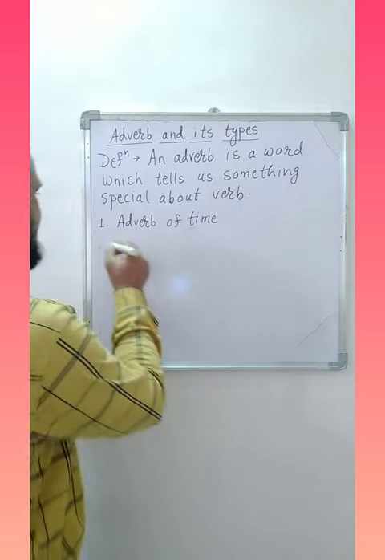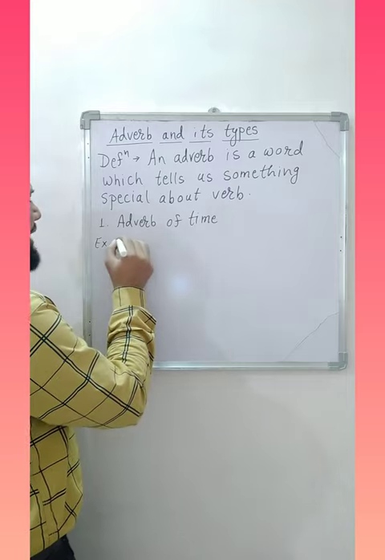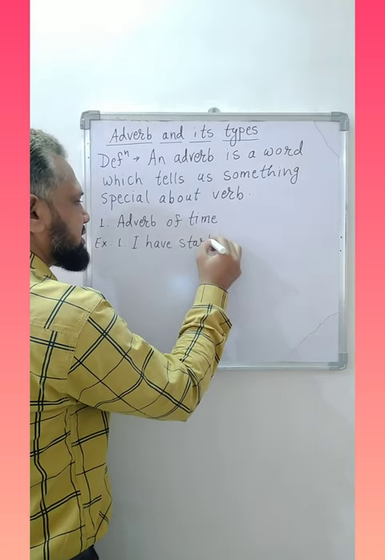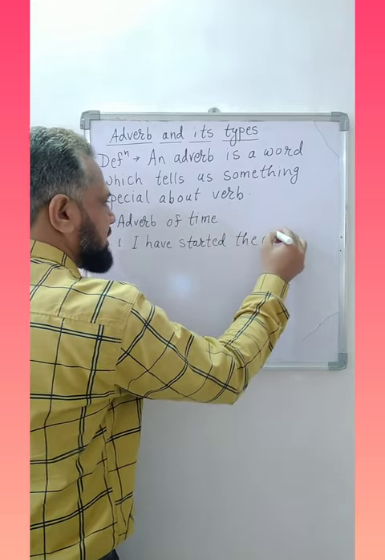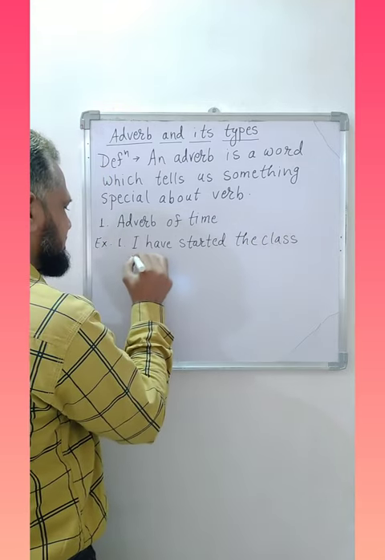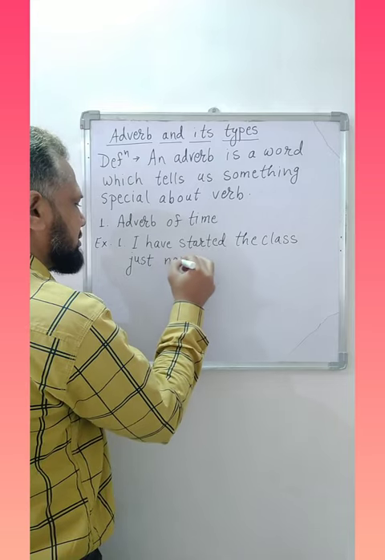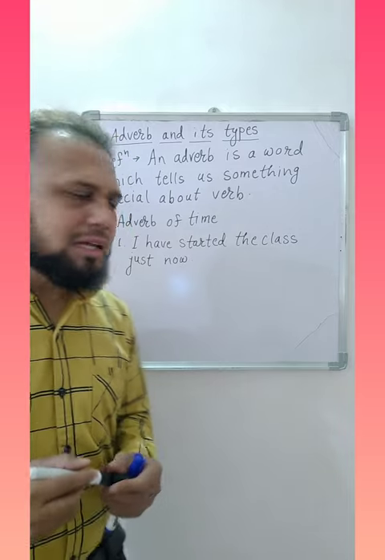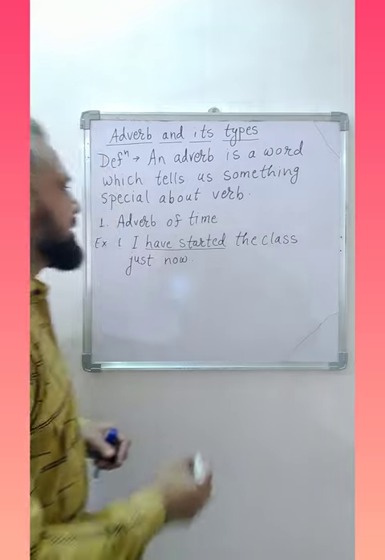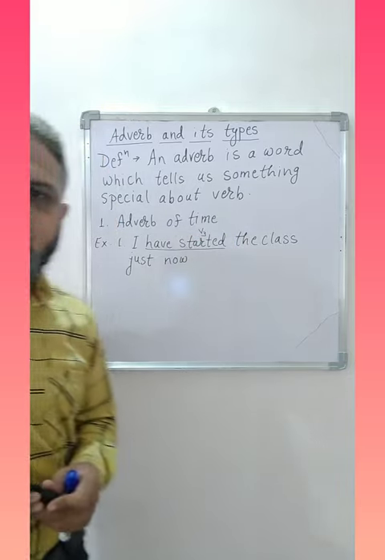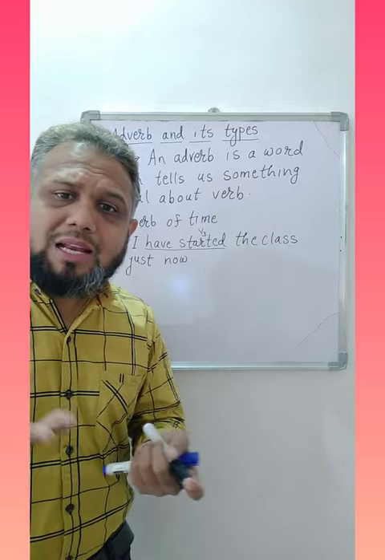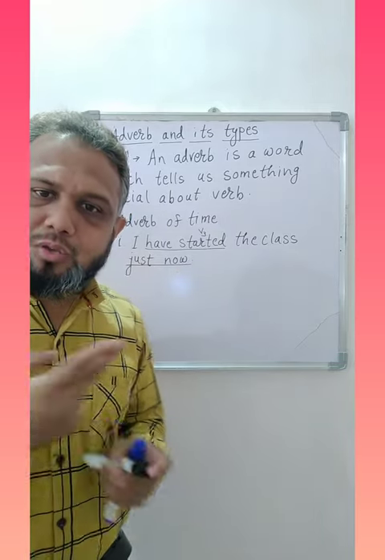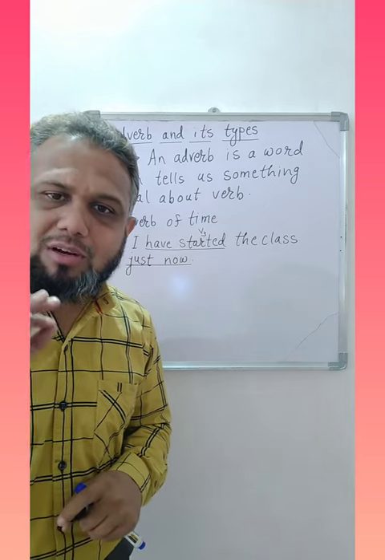For example, if I say that I have started the class just now. Now in this sentence, the verb is have started. The third form of verb. Okay, have started. But when have I started the class? Just now. So these two words, just now, are called as adverb of time.